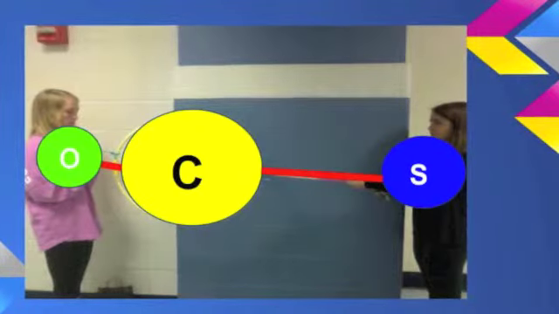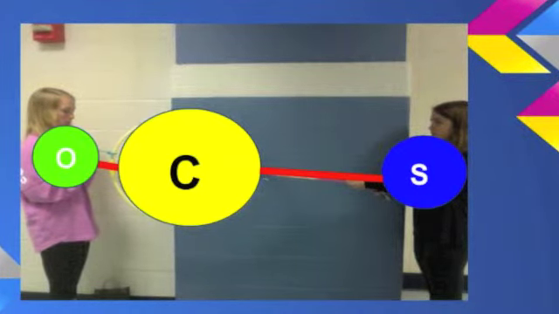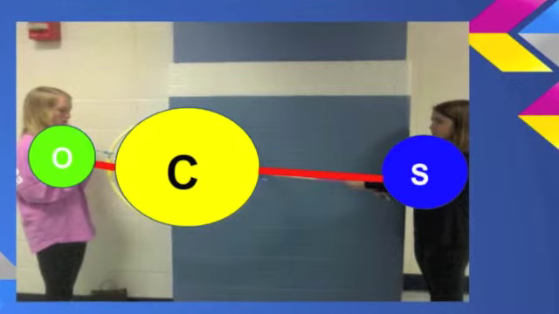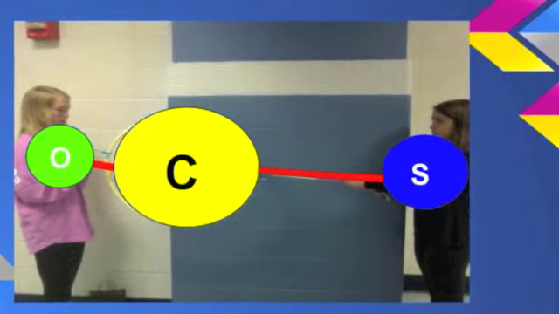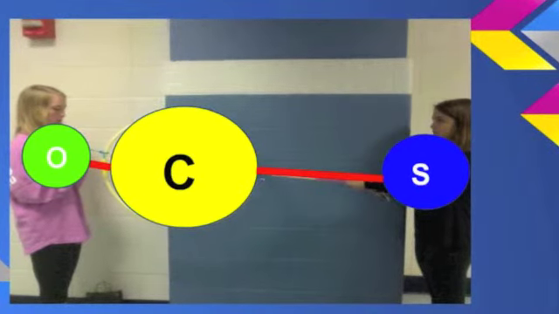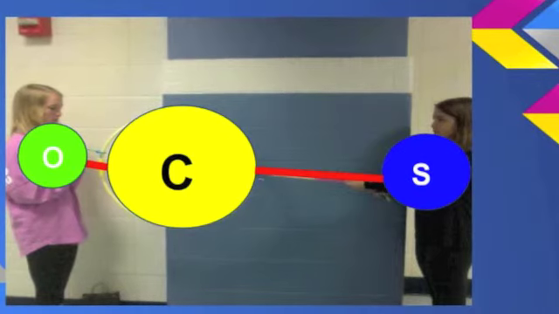The molecule in this picture is carbonyl sulfide. The hula hoop in the middle represents the central atom, carbon. The person in black represents sulfur, and the person in pink represents oxygen. This molecule is polar because the two external atoms aren't the same, so they have different pulls on the electrons, and the electron distribution is imbalanced.